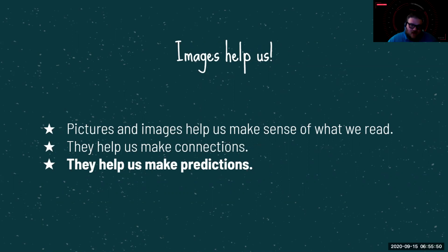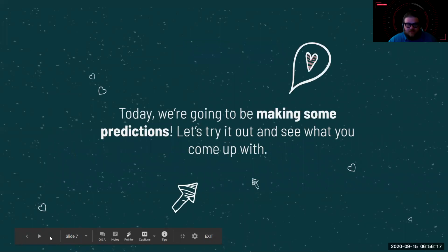Now, you might have already known about maps and you were able to identify it, but you might not have ever heard of a place called Cyprus, or maybe you have. Either way, you're making a connection with something that you do know about, and it's causing you to ask questions, or at least think of them, even if they're not in question form. But ultimately, those images help us make predictions about what we're going to read or what we are reading. Today, we're going to make some predictions. We're going to try it out and we'll see what you come up with.